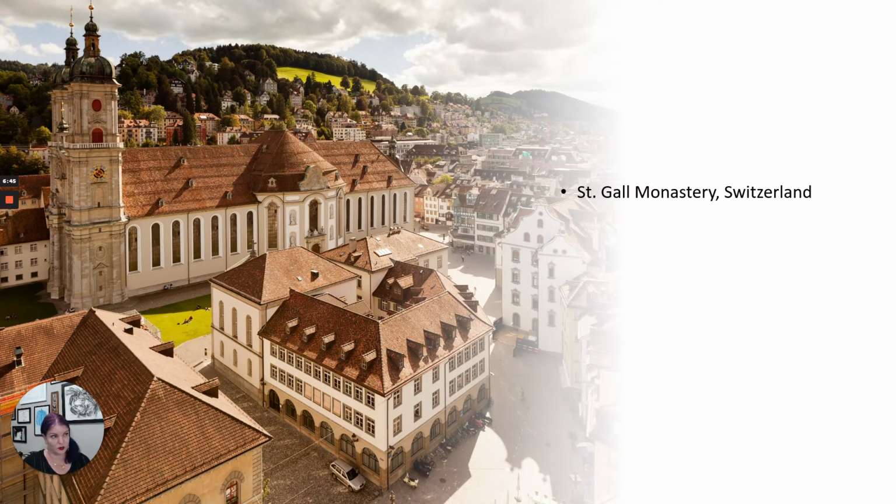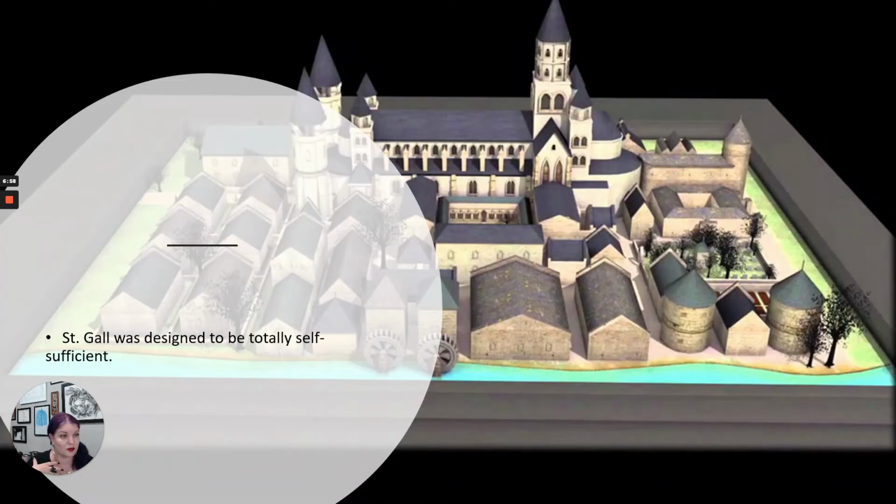So St. Gall is a really good example of what this looks like. This is in Switzerland, and it's designed to be totally self-sufficient so that it doesn't have to rely on the outside world at all. It doesn't have to appeal to vanity or anything. So there are all these greenhouses, there's outdoor gardens, there's water wheels for grinding grain for bread.